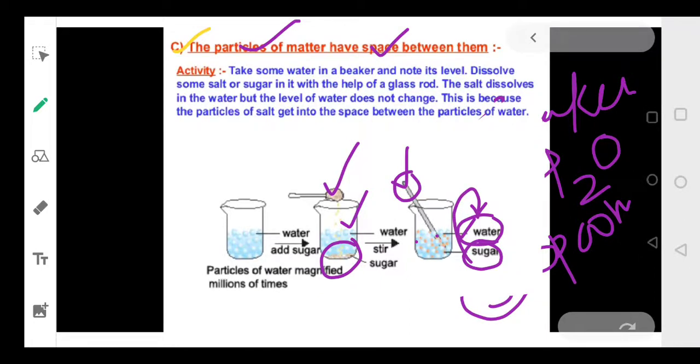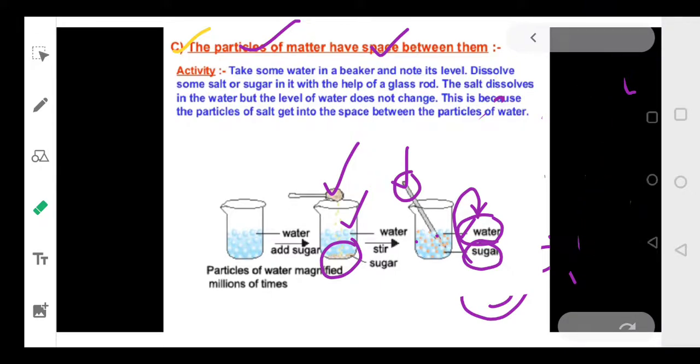So particles of matter have space between them. What have we taken in this activity? First we have taken a beaker. Then we have added water. Then in the water we have added some sugar. After some time we observe that the sugar has dissolved into the water, indicating that it has occupied the space between the water particles. Okay, let's go to the next topic.